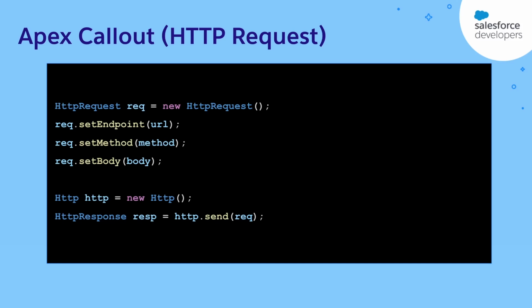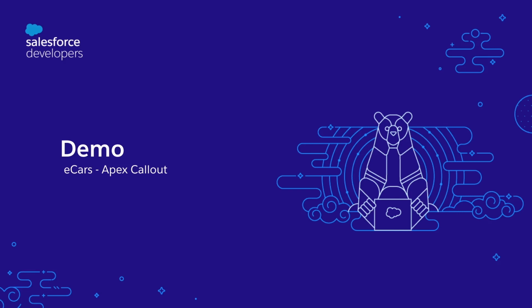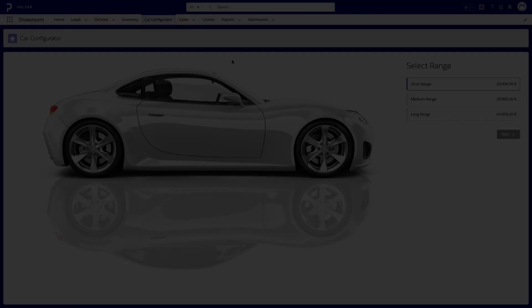Apex can be used to perform HTTP requests, also known as callouts. The code in this example here is showing you an Apex callout. Note the use of the HTTP request, HTTP, and HTTP response utility classes. The external endpoint URL needs to be registered as a remote site setting for security reasons. Let's now see an Apex callout in action in eCars.